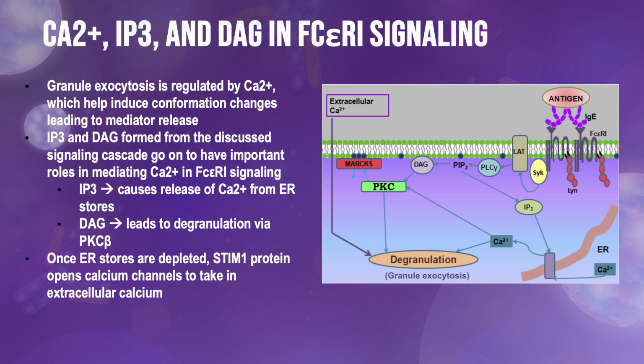So really, degranulation is very directly related to calcium, as you can see in this image, right? So liberation of calcium from the endoplasmic reticulum is going to quite directly lead to degranulation. And that is also going to occur through DAG, which interacts with this intermediate molecule here.